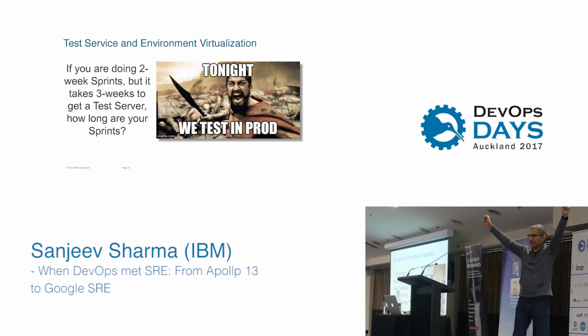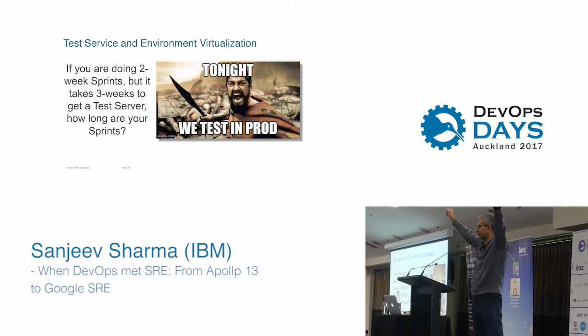Service A is ready for testing. I am dependent on service F and Q. Service F and Q are not available. What do I do?